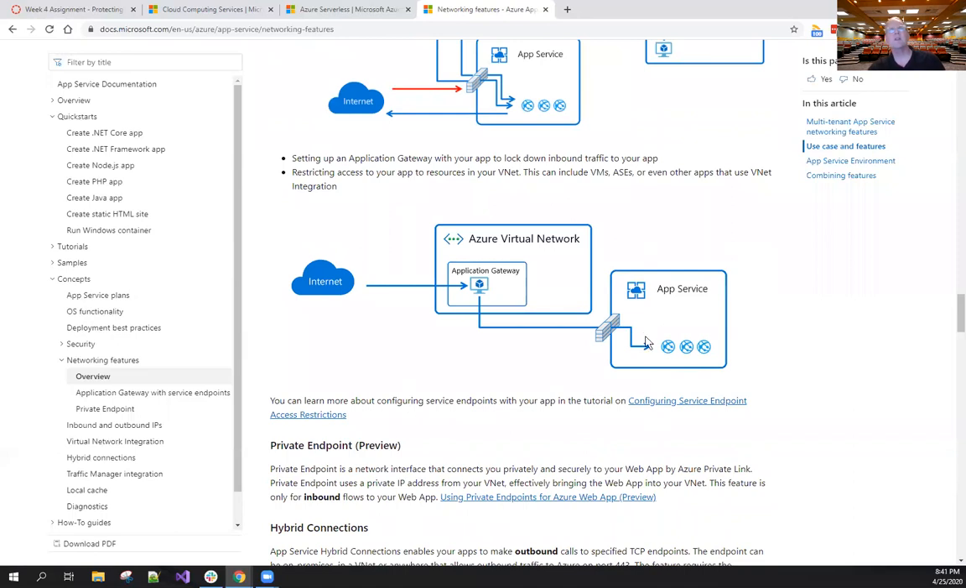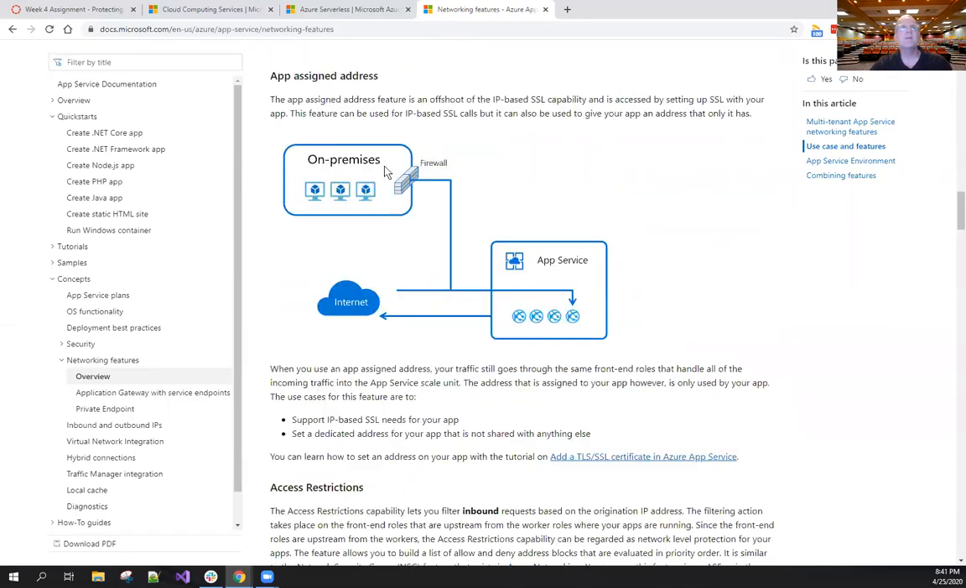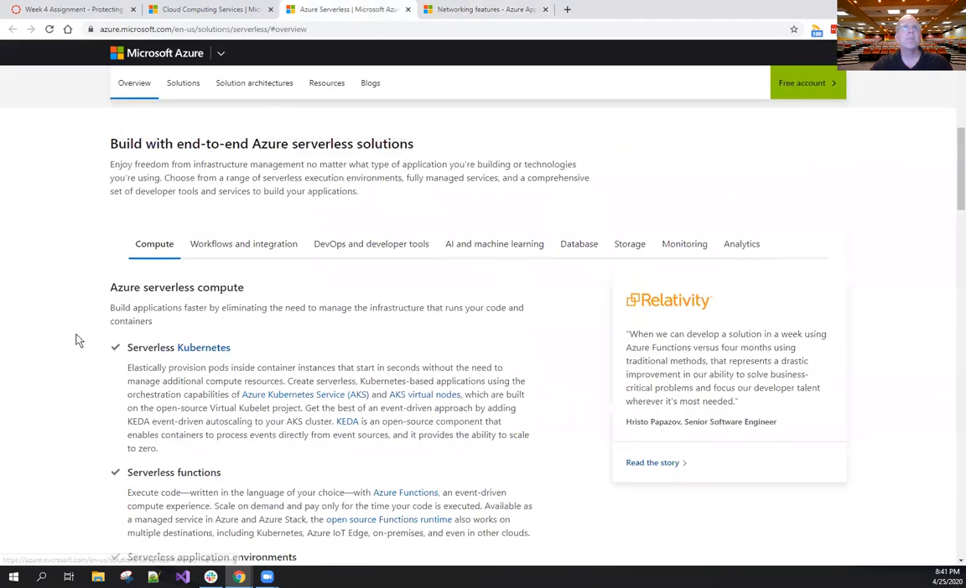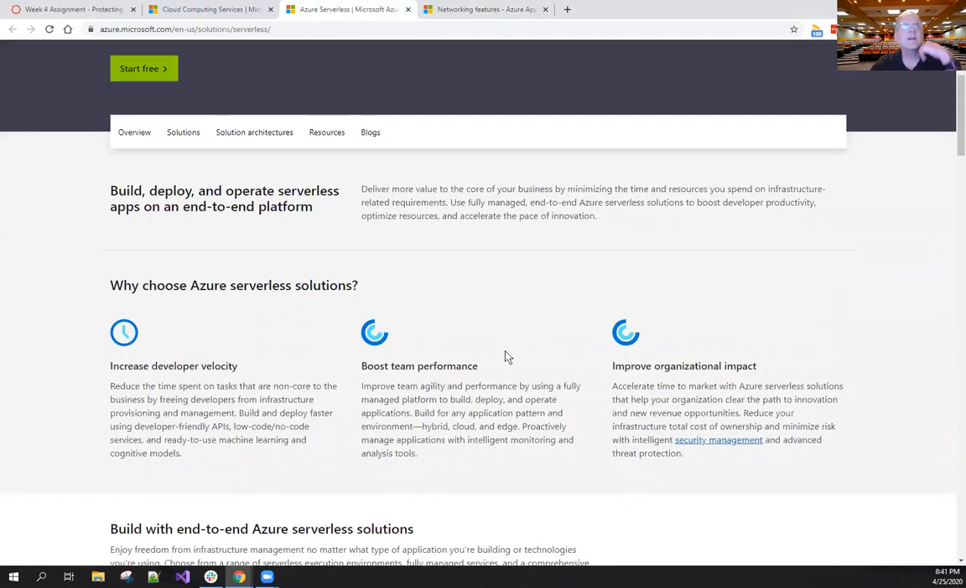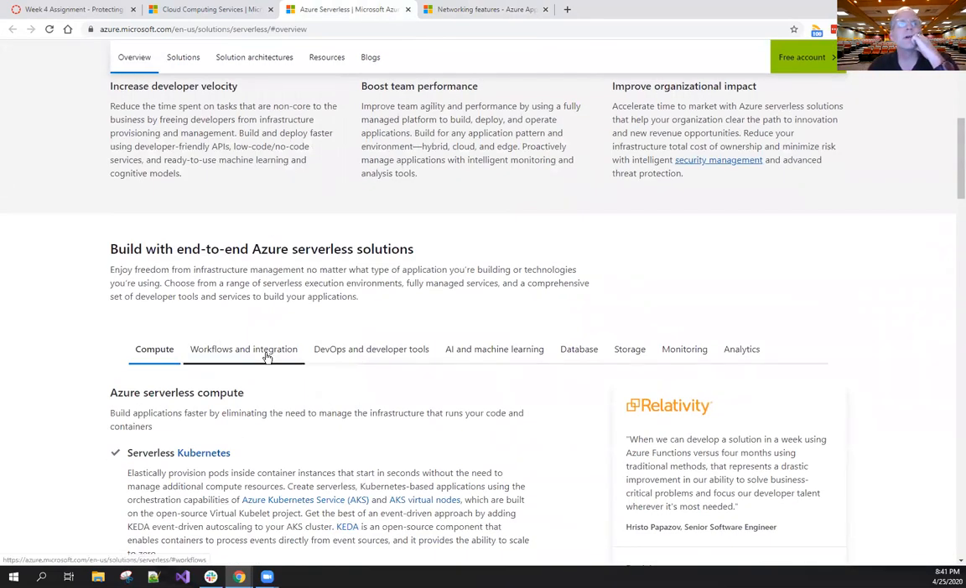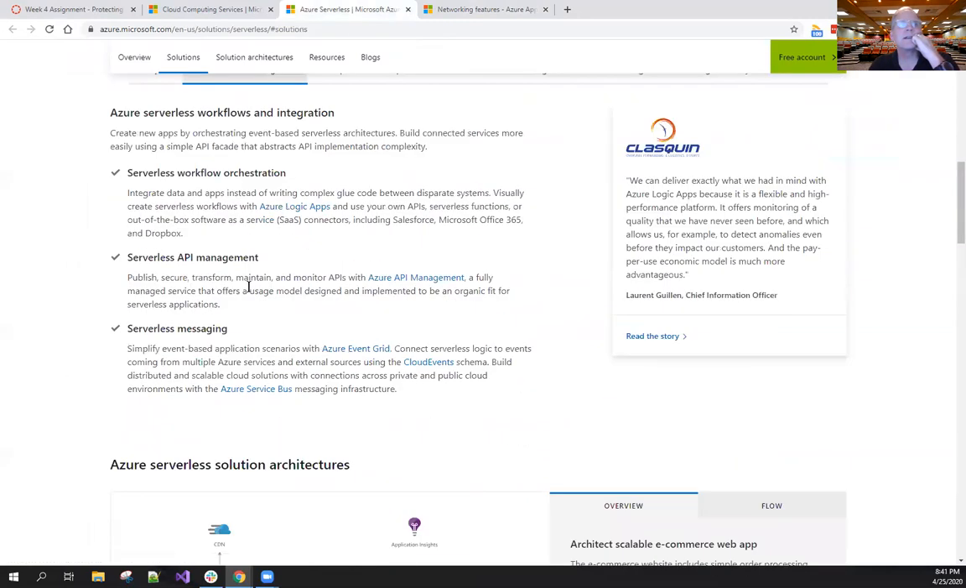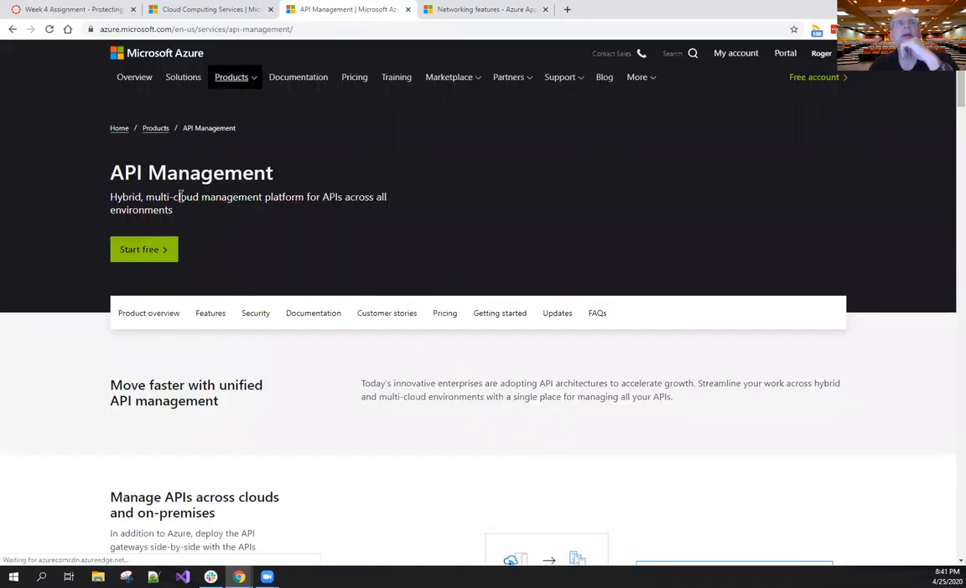Well, it's just a good thing. You know, we didn't talk much about ACLs with Amazon. Serverless Kubernetes, this is quite interesting. Workflows and integration, serverless API management. This API management is interesting because remember how in our Amazon thing we had that API? Here you can actually manage these APIs.